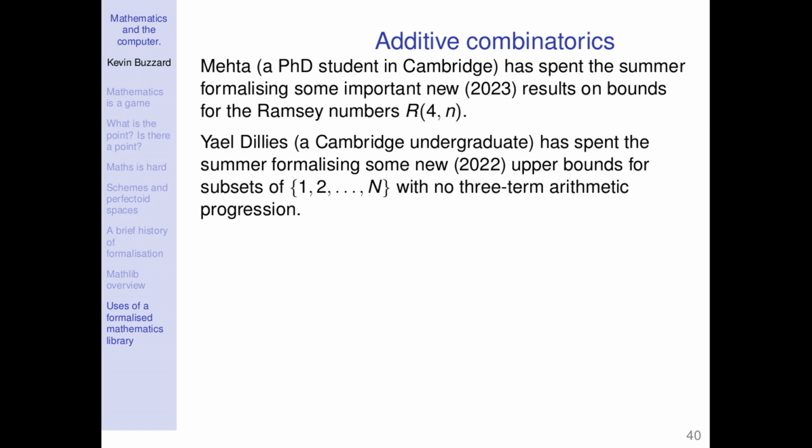And Yale is an undergraduate, and he's formalizing another paper that came out late last year about subsets of the natural numbers with no 3-term arithmetic progressions. How fast can they grow? There were some breakthrough new bounds in 2022, and then the paper was hard to read or something, I don't know. But it was rewritten by Bloom and somebody else. They wrote a survey article, they tidied up the proofs, and now this survey article is being formalized.